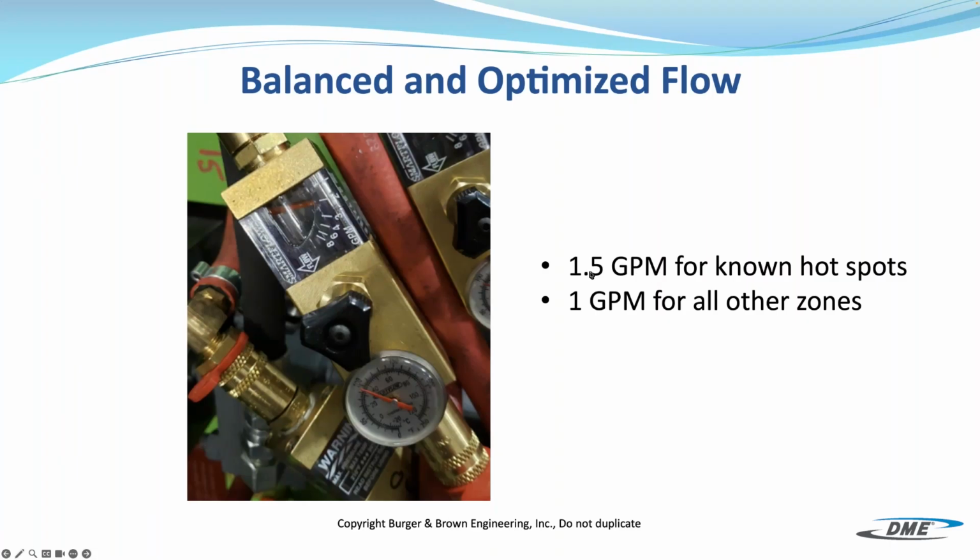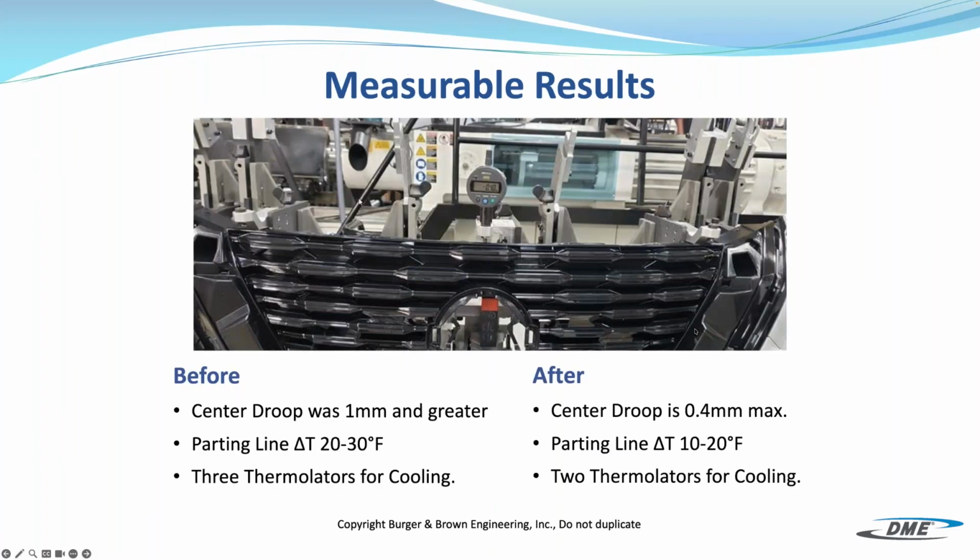So what they did is they added regulators, and they went through and balanced it, and they made sure that the areas where they had known hot spots and they were having major issues, they made sure that they had excessive water going through those. So they regulated it back to make sure that they had 1.5 GPM in those hotspot zones, and then at least 1 GPM through all of their circuits.